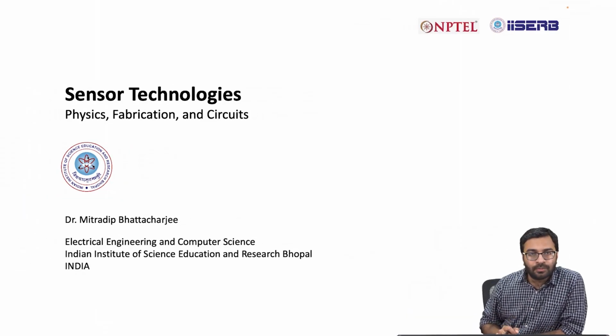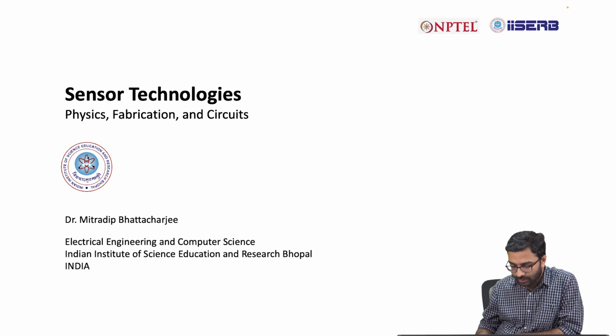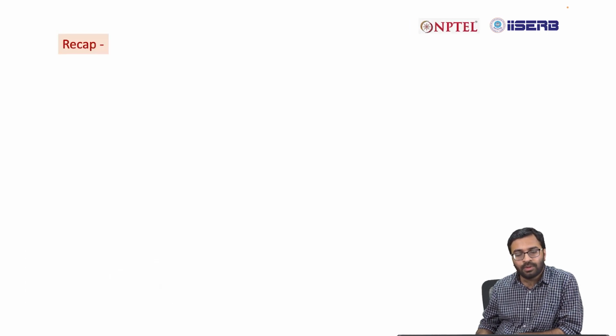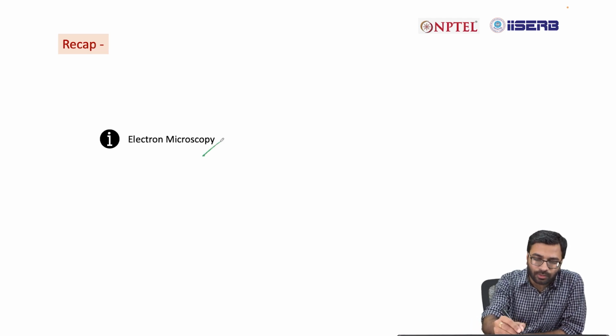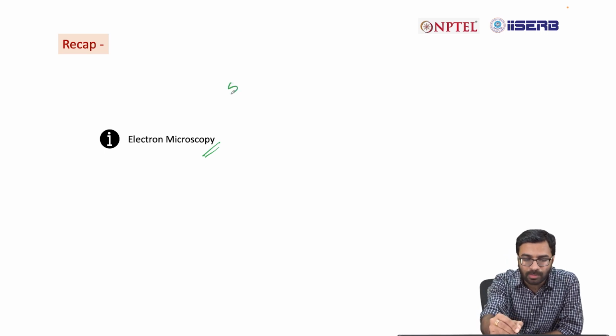Hello everyone. So we have already started the fabrication and characterization techniques. We first saw different fabrication techniques and have started characterization techniques in the last few lectures. Recently we have seen what electron microscopy is. In this regard, we have seen two different types of electron microscopy: one is scanning electron microscopy and another one is transmission electron microscopy.